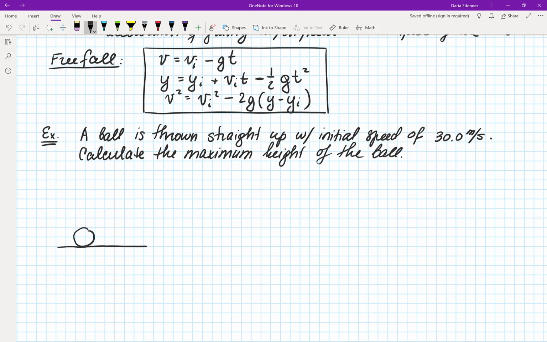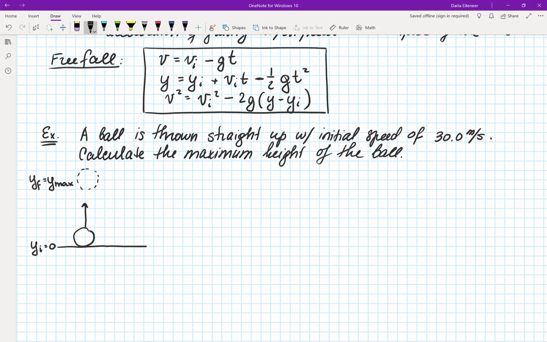So here is my ball. This ball is getting thrown up like this, and then at some point in time it reaches maximum height. Here is my little schematic. Remember, a picture is worth 1,000 words, so it's definitely worth drawing a quick diagram. I'm going to say that y initial is equal to 0, and y final is going to be y max. That's the maximum height that the ball reaches.